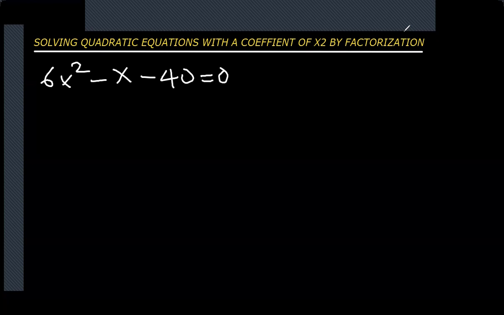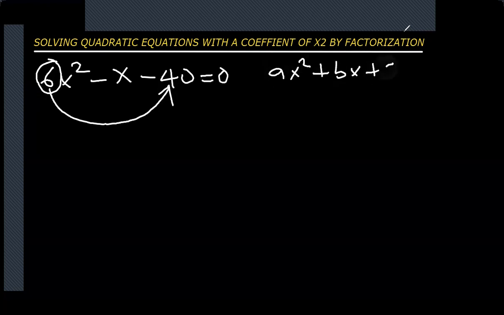But this time round, our product is going to be a little different now that we have the coefficient of x squared, which is 6. This is what we do: we take that coefficient of x squared and multiply it with the c. Remember, all quadratic equations have a general form of ax squared plus bx plus c equals 0.